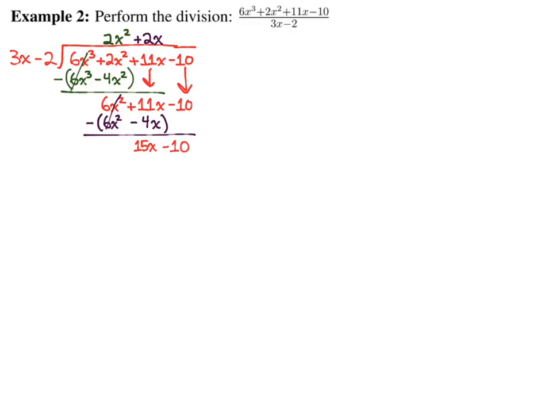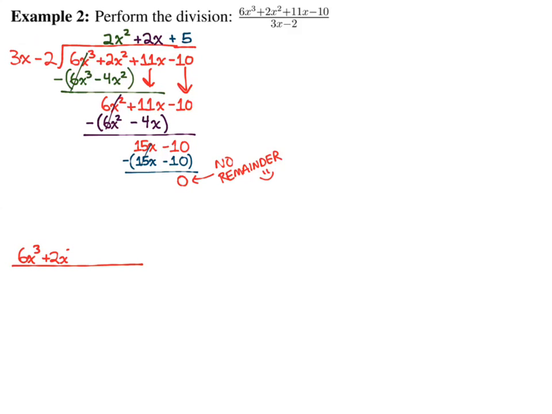Now, what's next? 5, because then 5 times 3x is 15x. 5 times negative 2 is negative 10. Subtract it, and whoa, that's a 0. Hey, that means there's no remainder. Basically, it divided perfectly.